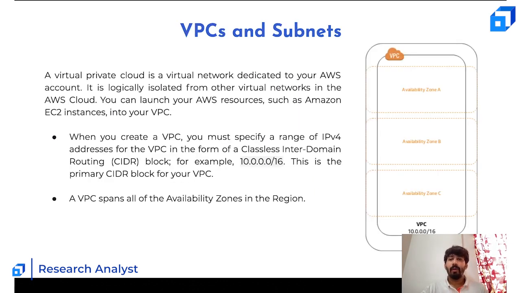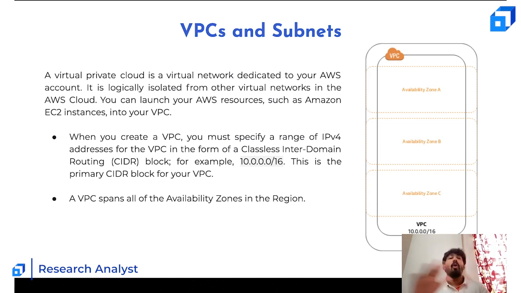All right. So now VPCs and subnets. I already gave you a brief about what a VPC is. A virtual private cloud is a virtual network dedicated to your AWS account. It is logically isolated from other virtual networks in the AWS cloud. There are going to be a lot of virtual networks in the AWS cloud. Maybe in just your account, you might have 4 to 5 VPCs.